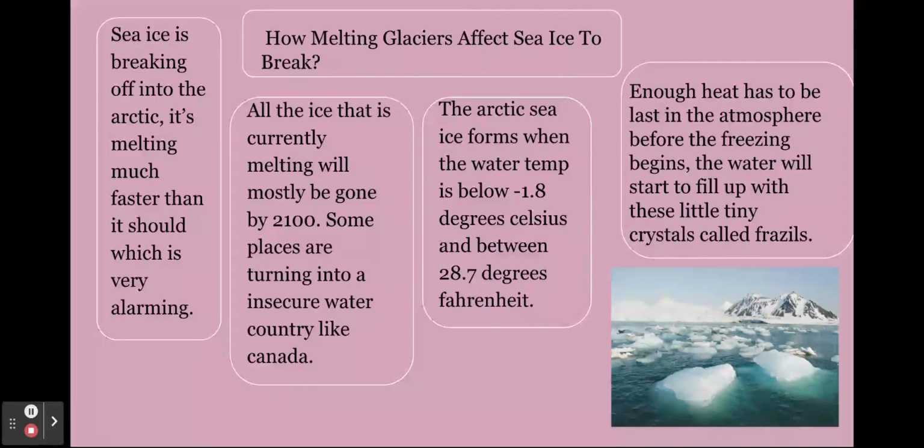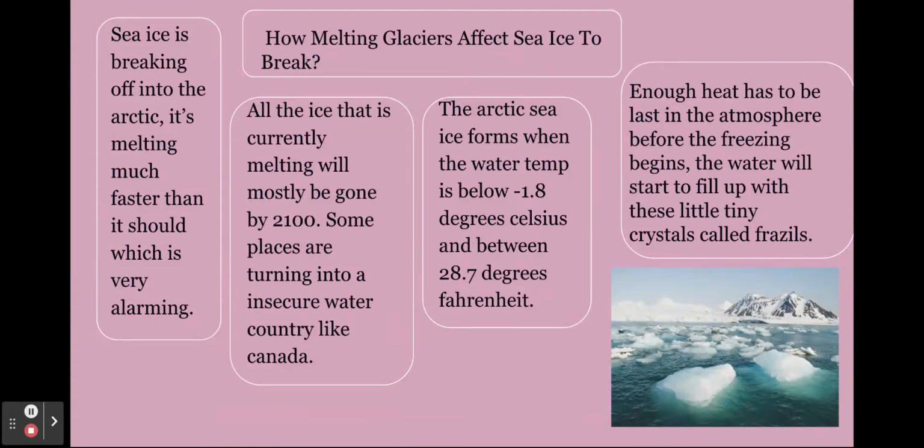How melting glaciers affect sea ice to break. Sea ice is breaking off into the Arctic. It's melting much faster than it should, which is very alarming. All the ice that is currently melting will mostly be gone by 2100. Some places are turning into water-insecure countries, like Canada.